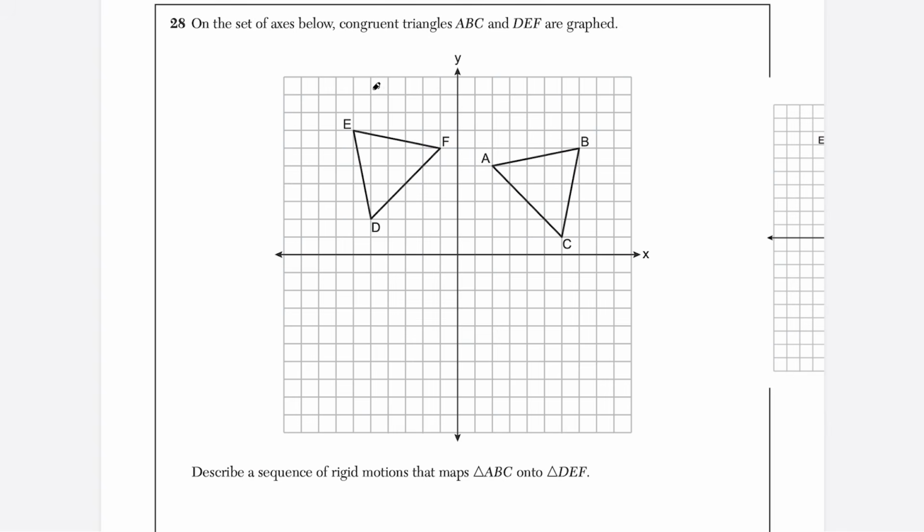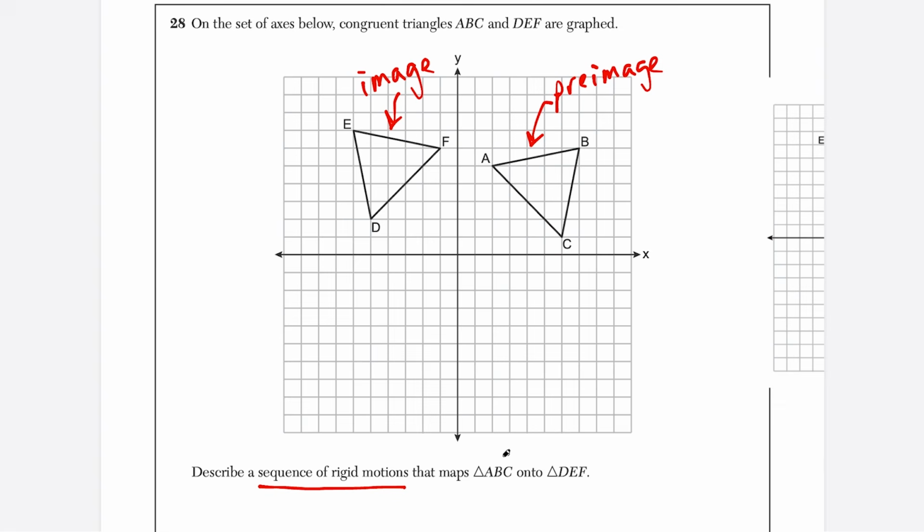Question 28, on the set of axes below, congruent triangles ABC and DEF are graphed, and we have to describe a sequence of rigid motions that maps triangle ABC onto triangle DEF. So for questions like this, one thing you have to be very careful with is you have to know which triangle is your pre-image and which triangle is your image. And in this case, I know that the pre-image is going to be triangle ABC because we're mapping triangle ABC onto triangle DEF. So we just have to make sure that we're careful because we don't want to write a sequence of rigid motions to map this triangle onto this one.